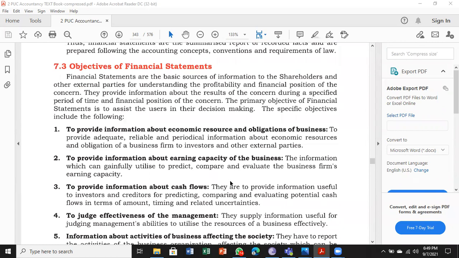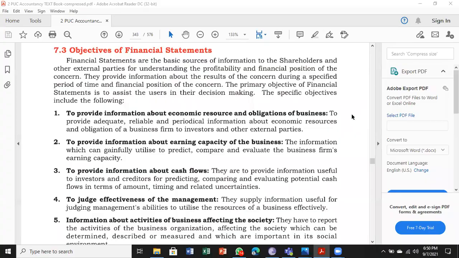Fine. Next, why do we prepare financial statements, or we call it the objectives of financial statements? So any questions you have, you can ask me. Objectives of financial statements: why do we prepare the financial statements?